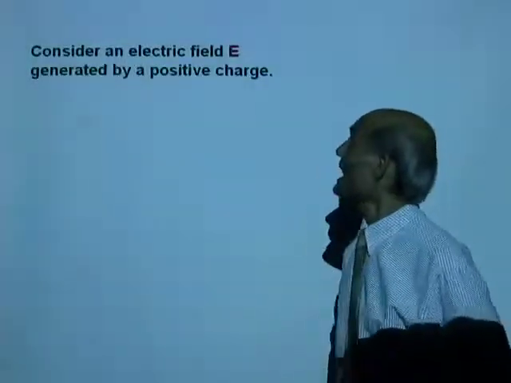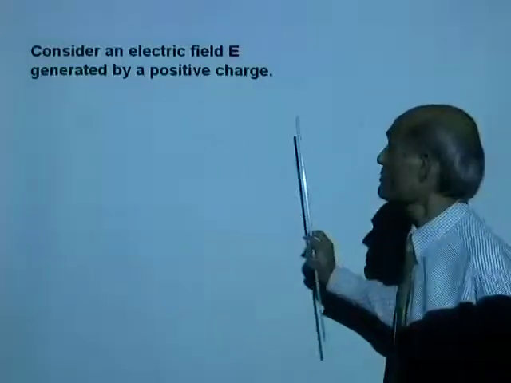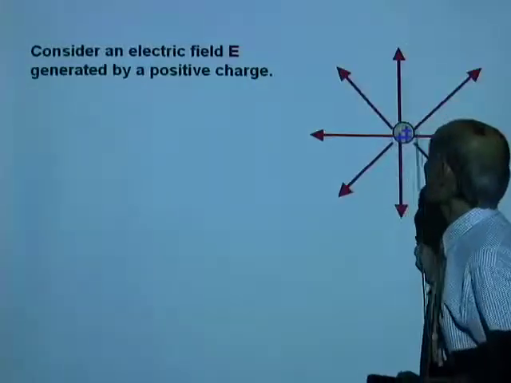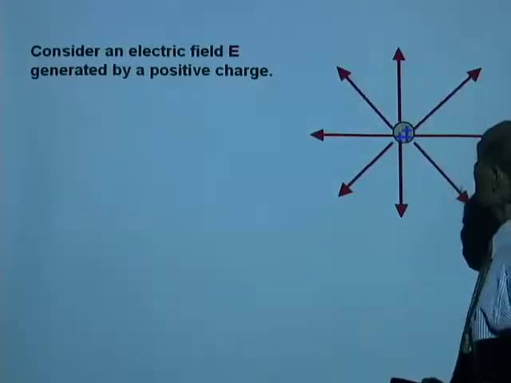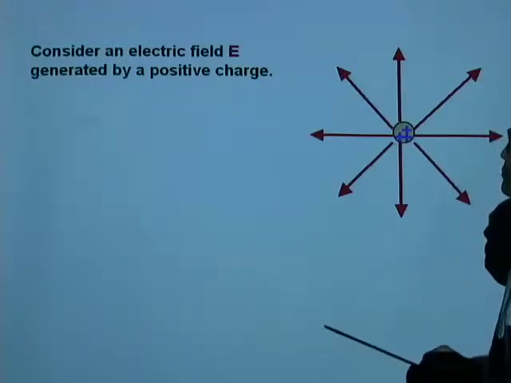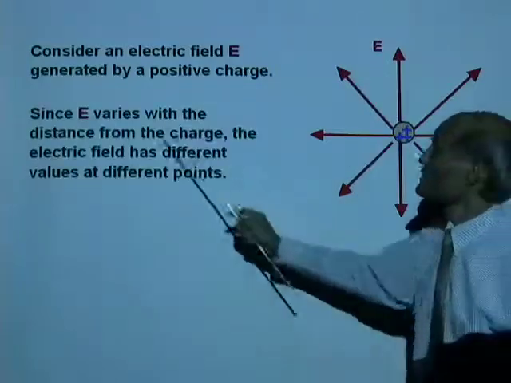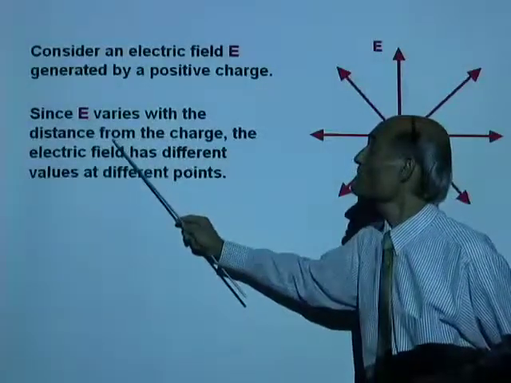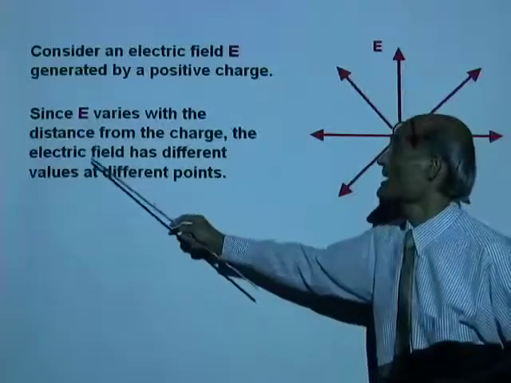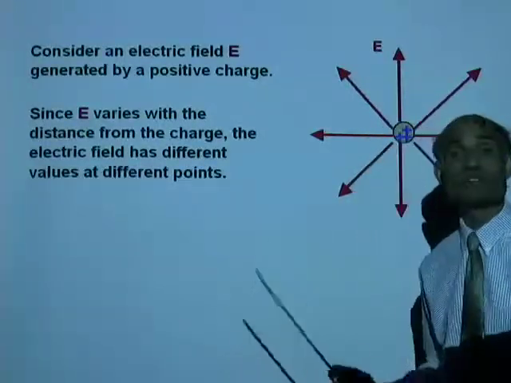Now consider an electric field E generated by a positive charge. Here is the positive charge, and you have the electric field generated by this positive charge. So that's the electric field. Since E varies with the distance from the charge, the electric field has different values at different points.